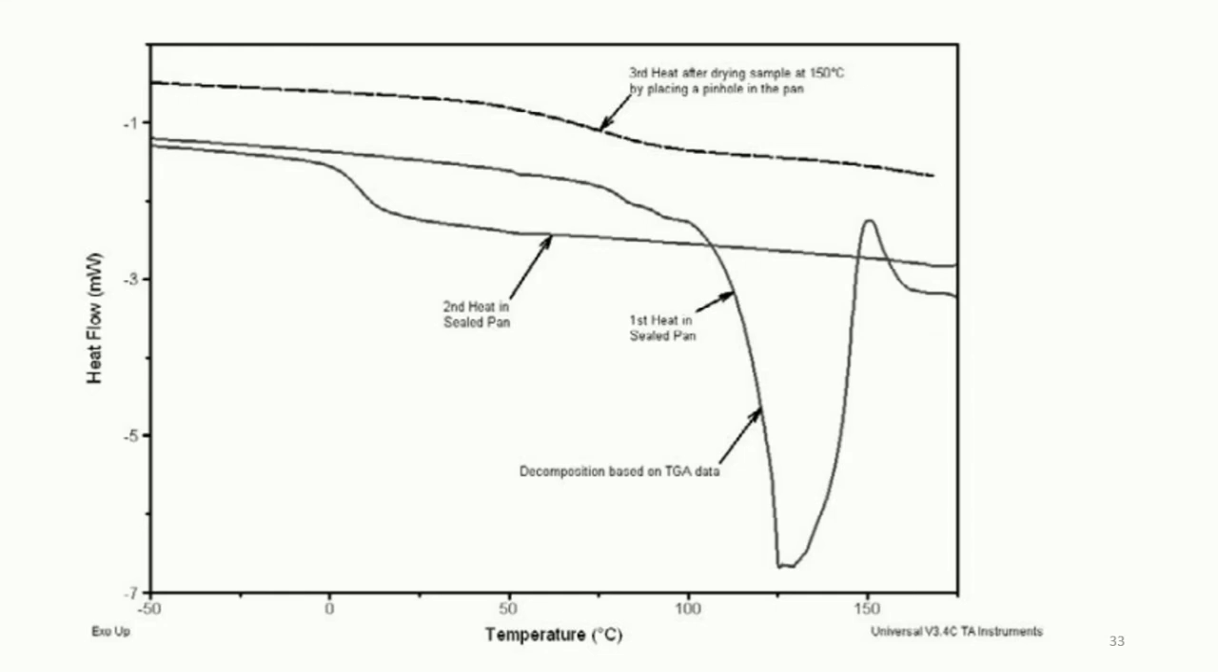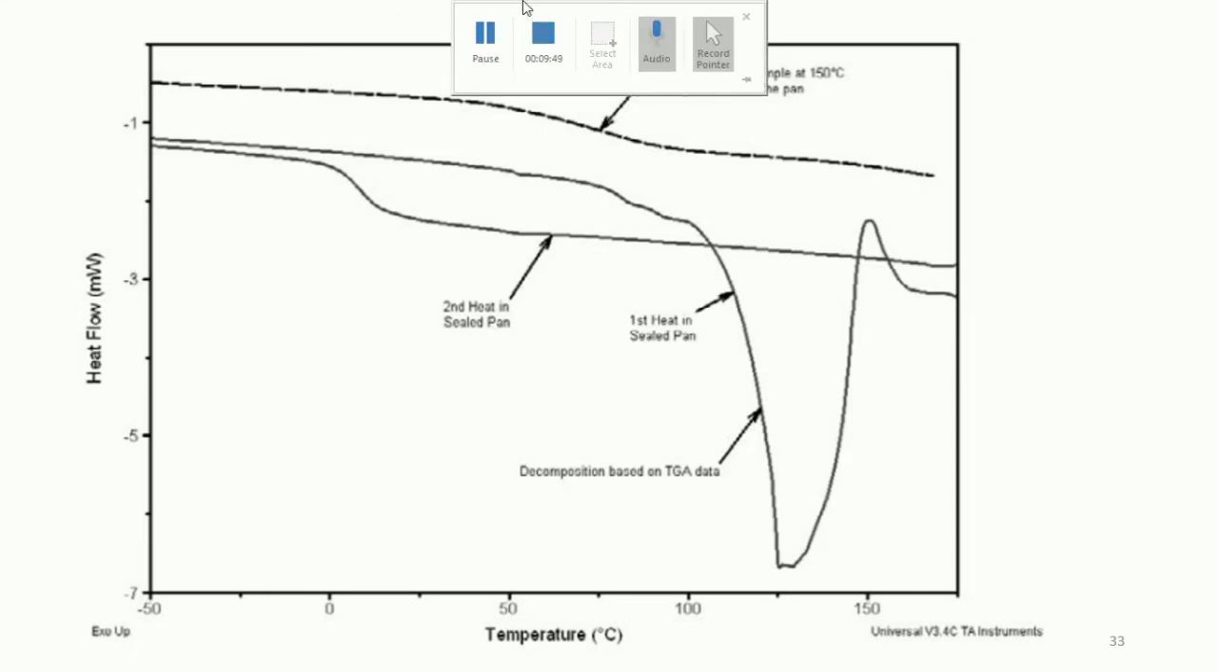After the first heat to 175 degrees Celsius, the sample may be cooled and heated a second time in the sealed hermetic pan. Volatiles are not lost in this case.